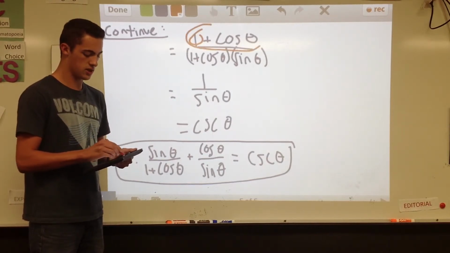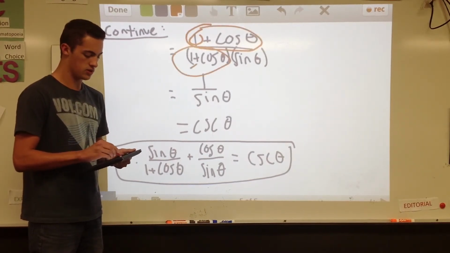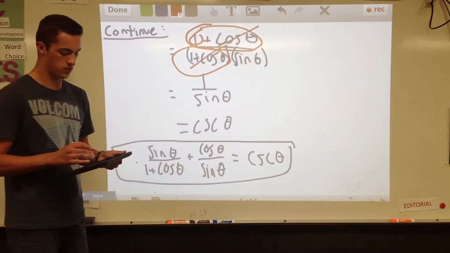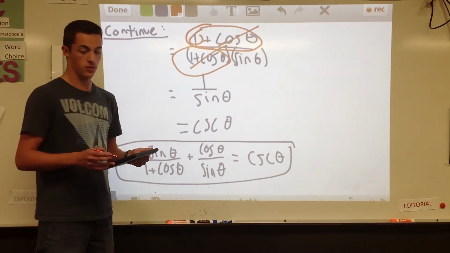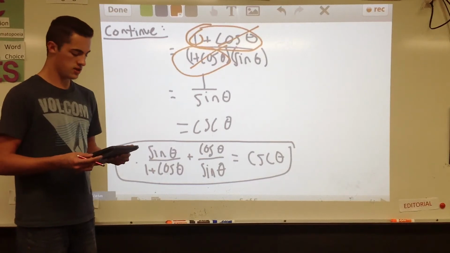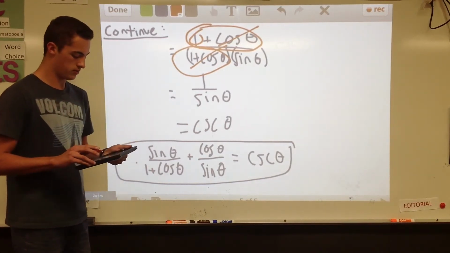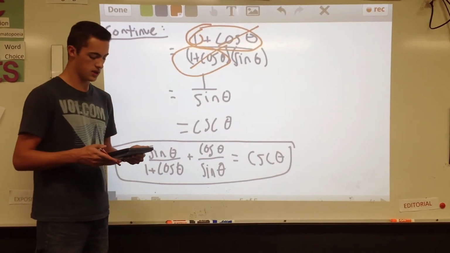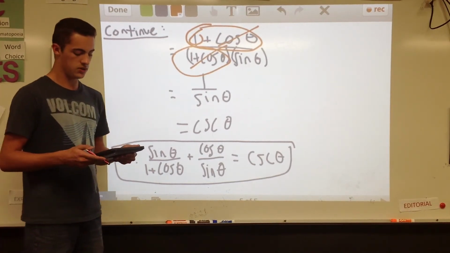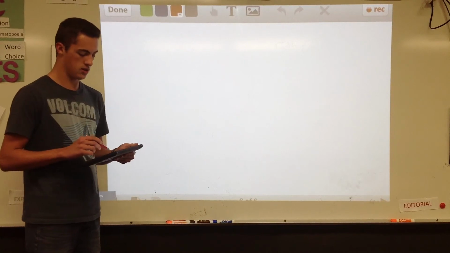Since these are the same, from right here to right here, you can just cancel both of them out, and you're left with 1 over sine theta. And 1 over sine theta is cosecant theta, and therefore sine theta all over 1 plus cosine theta plus cosine theta all over sine theta equals cosecant theta. And that is it.